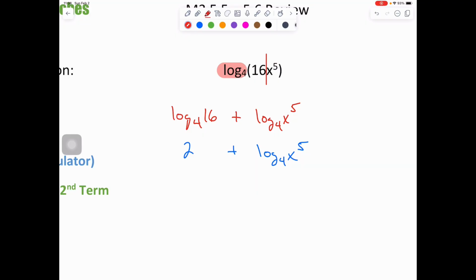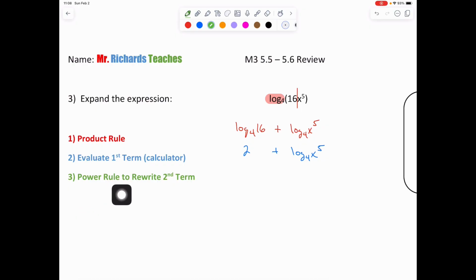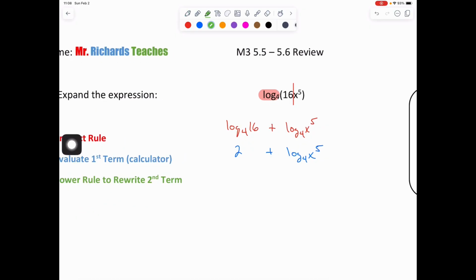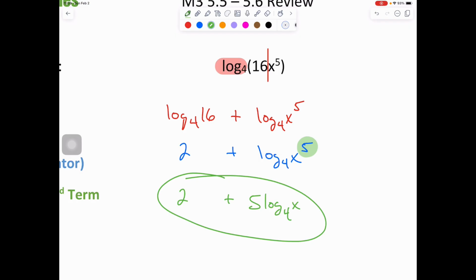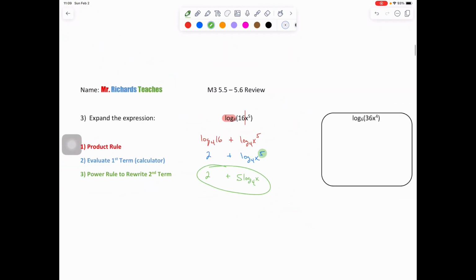So now we have evaluated our first term there, and we will just copy down our plus log base 4, x to the 5th, and move forward to our third step, which is to apply the power rule to rewrite the second term. All right, so our power rule, we have an x to the 5th power. I'm going to highlight that. Now this 2, I'm just going to go ahead and copy down. The plus will come on down, but this 5 we need to throw in front of our log, so then it becomes 5 times log base 4 of x. Go ahead and circle your answer. And again, try that practice problem.